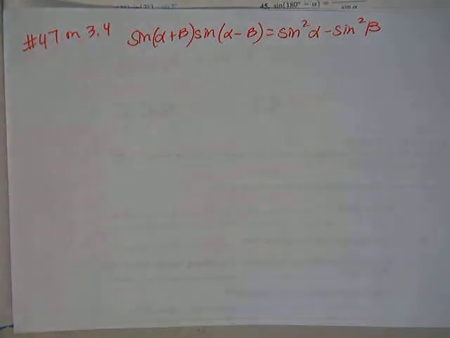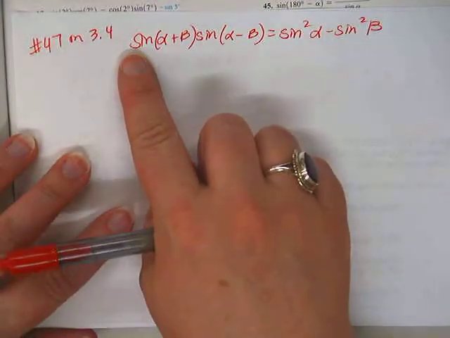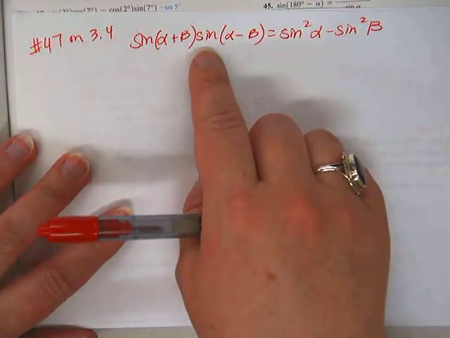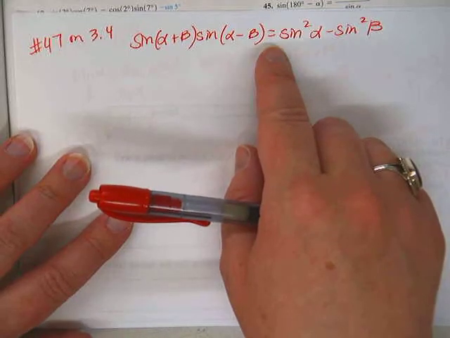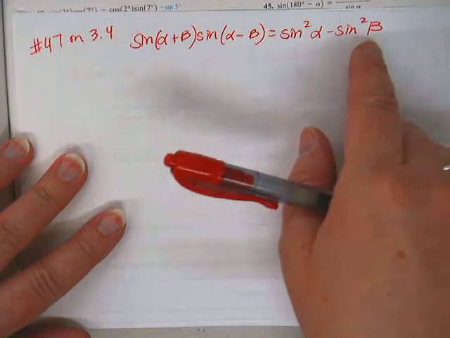We are going to verify this is an identity. So they've given us sine alpha plus beta times sine alpha minus beta, and we need to prove that that really is equal to sine squared alpha minus sine squared beta.